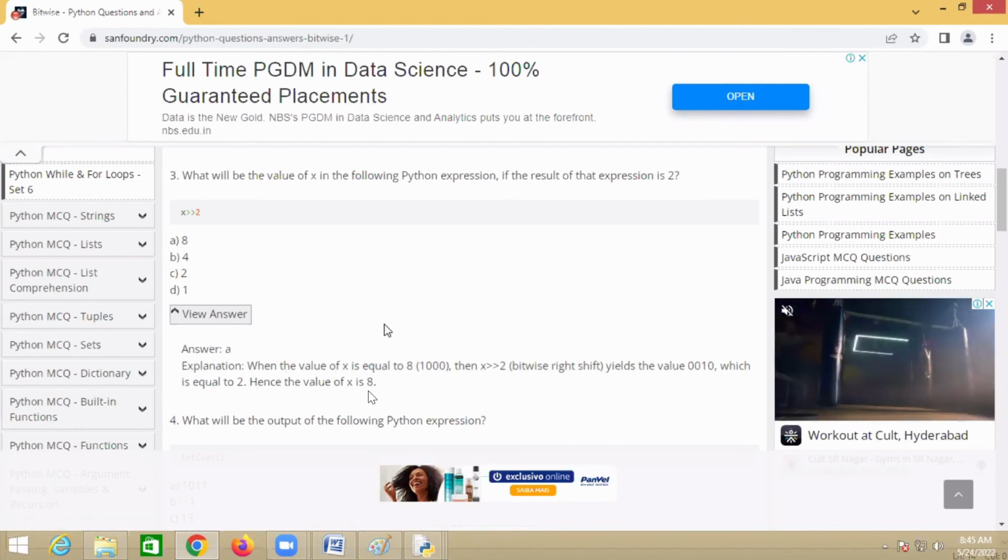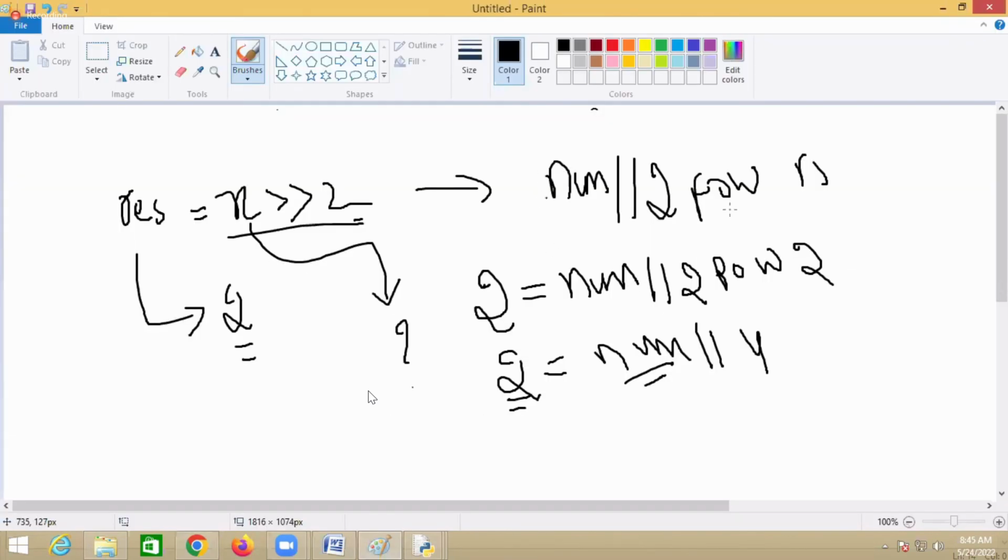Don't do it in the air, write it in the book. If you only look at it, you don't get the result, you have to apply the formula. Why did I say formula? You can also shift 2 into 4 to this side. So number equals 2 into 4, which is 8. What is the value of number? 8.